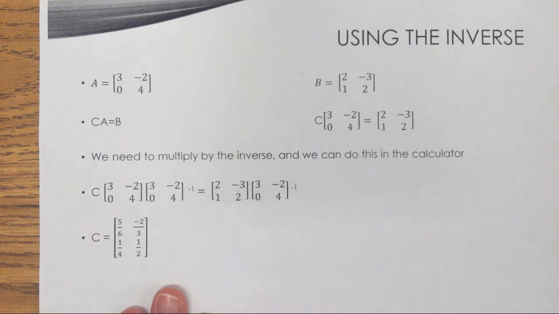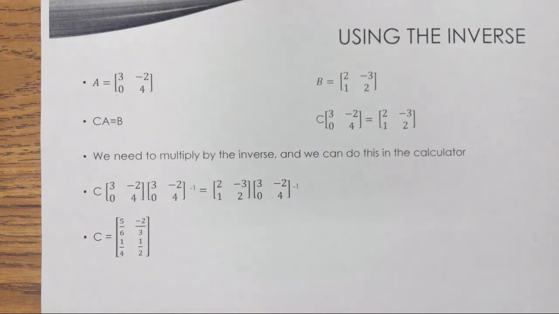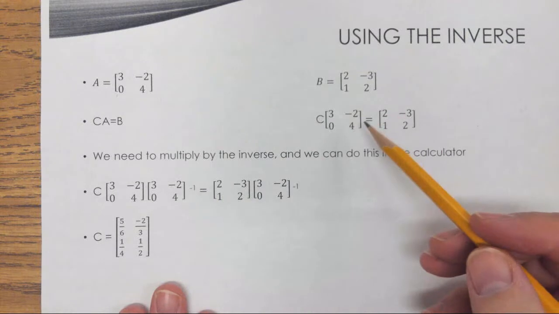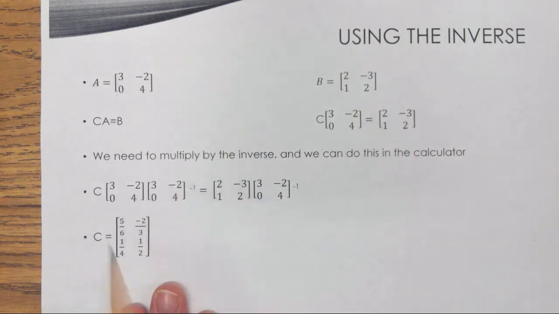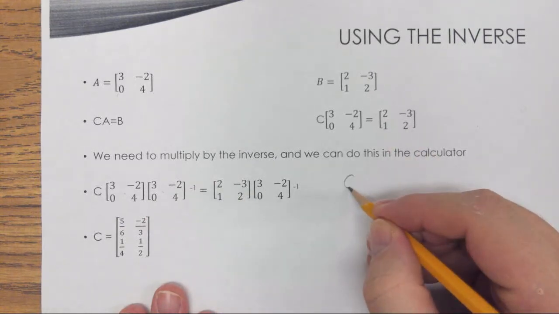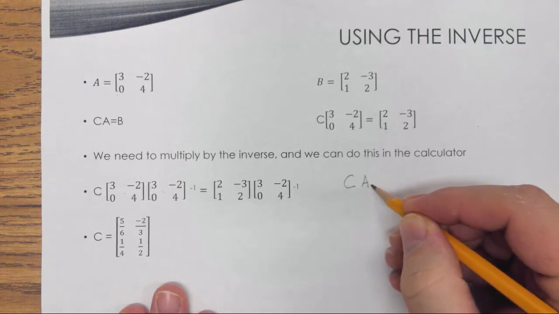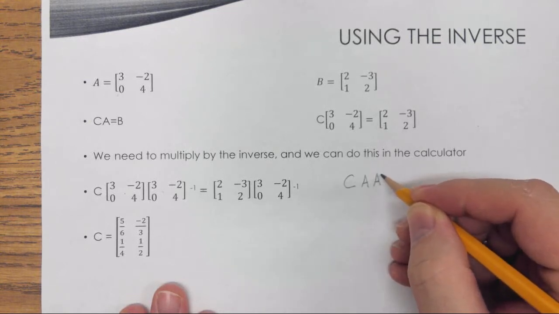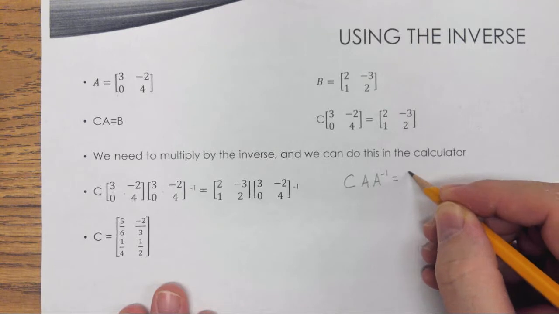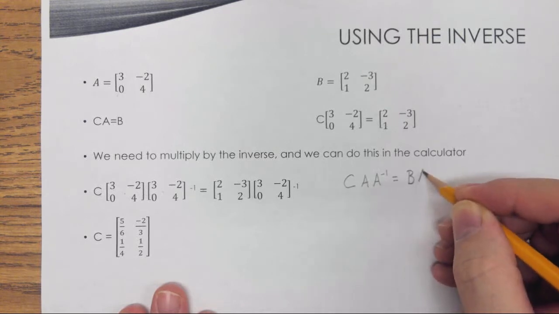I can't just divide by matrices. It doesn't work out that way. The inverse is quite similar to dividing when we're talking about matrices. So that's what I'm going to do. So I've got C times A times A inverse is equal to B times A inverse. We've got C times A inverse is equal to B times A inverse.